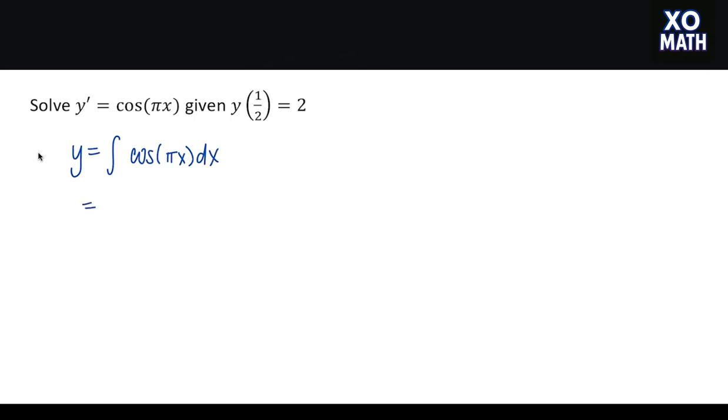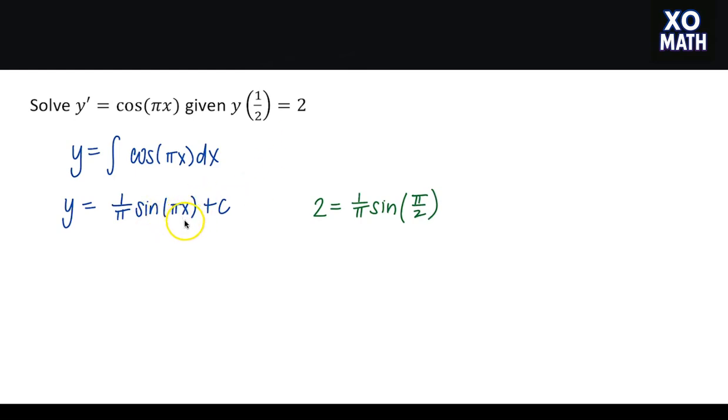So here, the antiderivative is going to be 1 over pi sine of pi x plus c. So this is my general solution to the differential equation. Because I have an initial condition, I can solve for the specific value of c. So when I substitute in 1/2 into x, what comes out should be 2. So off to the right here, I'm going to say 2 is the output when I substitute in 1/2 into x.